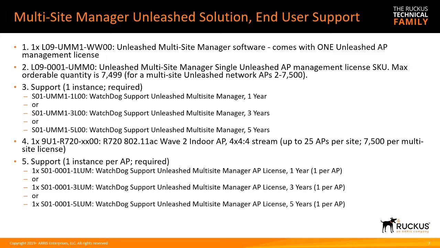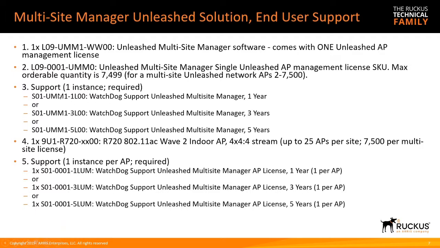So walking through the options here. So this is multi-site manager end user support. So you buy one of the server licenses, right? One server management license, which is an L09-UMM1-WW00, right? Then we are going to buy the AP license, so L09-0001-UMM0. So this is the per AP license. You order the number depending on how many APs you have.